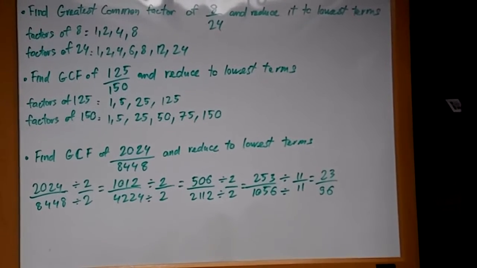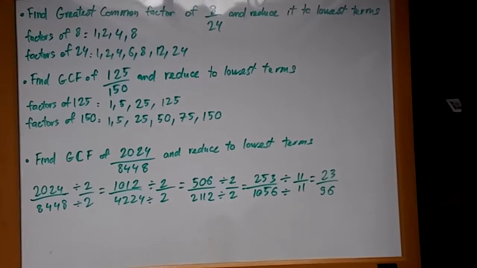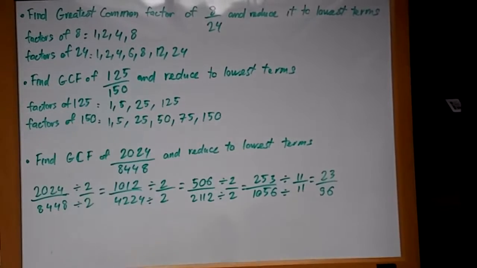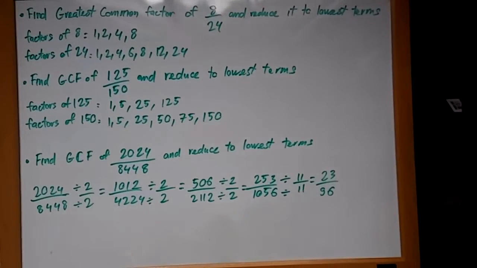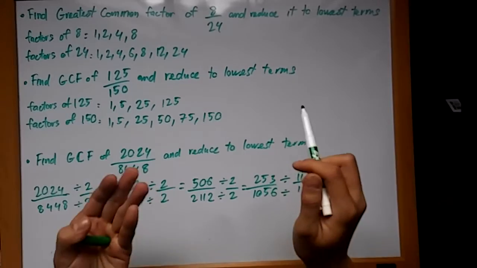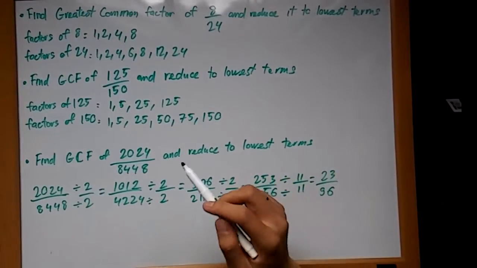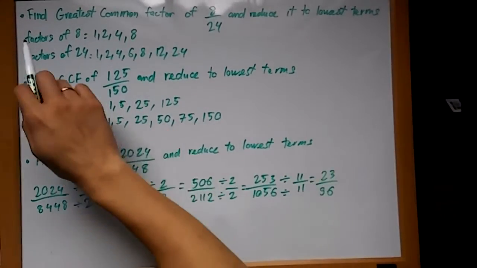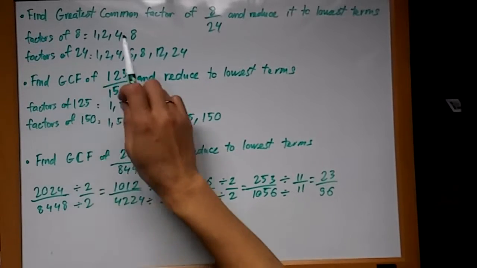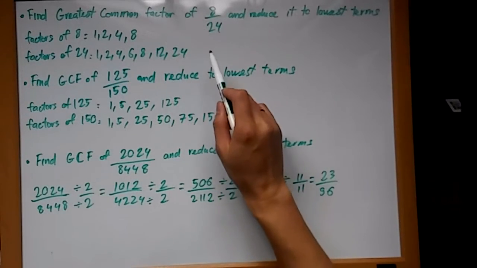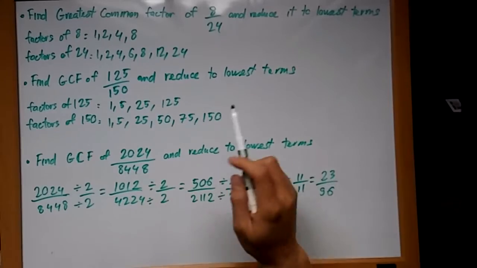For this video, we're going to go over finding the greatest common factor of a fraction and reducing it to its lowest terms using the greatest common factor. So let's go over the first problem. Find the greatest common factor of 8 over 24 and reduce it to its lowest terms.